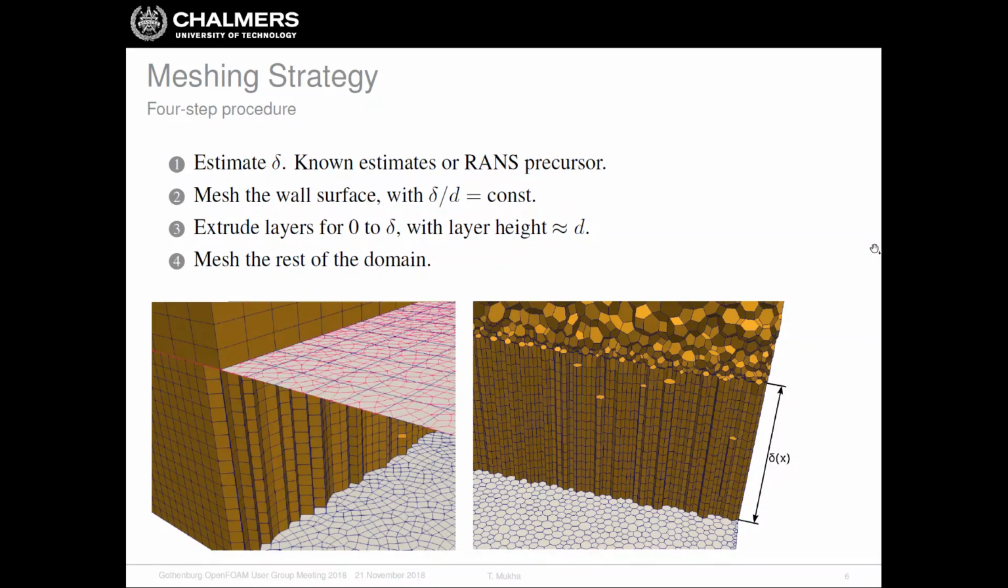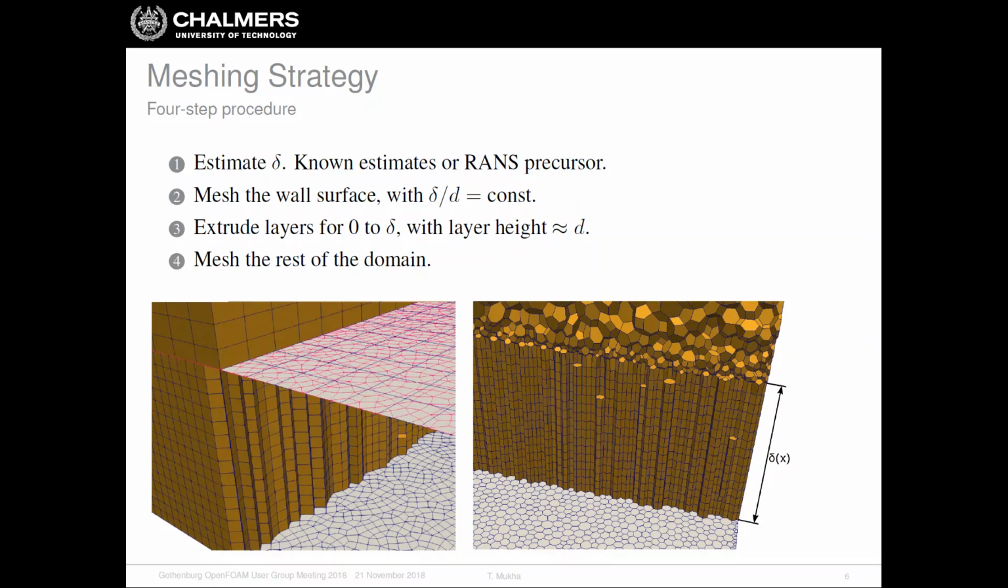Okay, so based on those principles, we devised a 4-step procedure on how to mesh the boundary layer. The first step is you have to get an estimate of delta, because since the characteristic cell size is fixed as a fraction of delta, we have to know delta before we mesh. For very simple flows, there are known estimates of delta. For instance, for a flat plate turbulent boundary layer, there is a power law estimate. But in general, what you can do is use a RANS precursor to that end. So you basically run a RANS simulation. It's very cheap in comparison to what you're going to do with a wall-modelled LES anyway. And out of there, you can extract your delta.